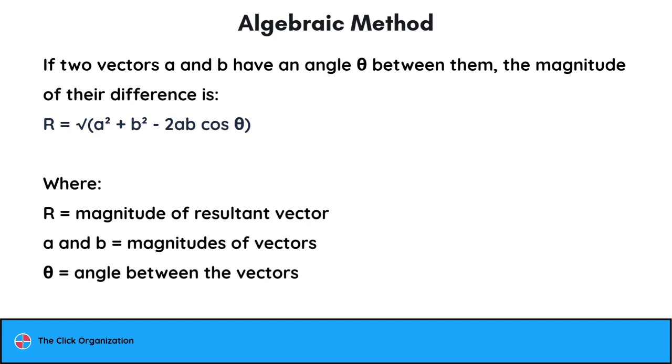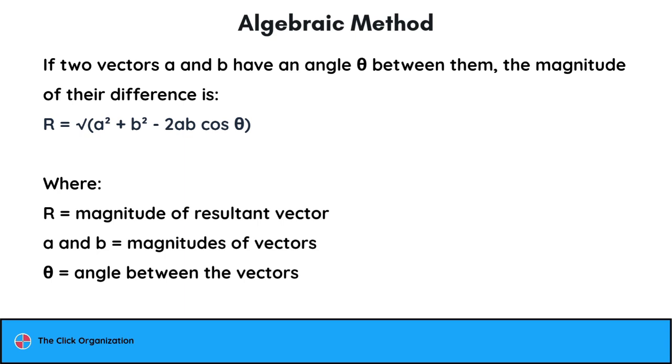Well, if two vectors a and b have an angle theta between them, we can calculate the magnitude of their difference using the following formula. R equals the square root of a squared plus b squared minus 2ab cosine theta. In this formula, R is the magnitude of the resultant vector, a and b are the magnitudes of the two vectors, and theta is the angle between them.